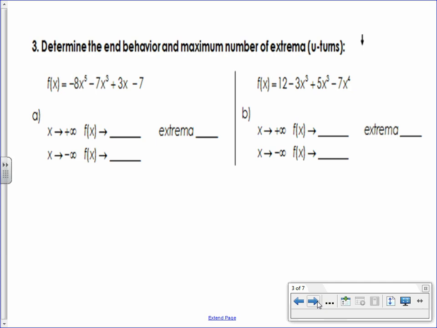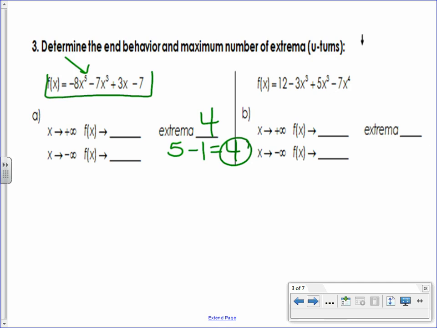Okay, number 3, determine the end behavior and the maximum number of extrema. Okay, so first of all, I know that this has a degree of 5. So when I'm finding my extrema, when you know the equation and you know the degree, you do degree minus 1 equals 4. I've got 4 extrema.